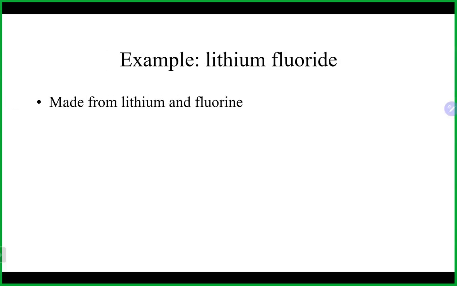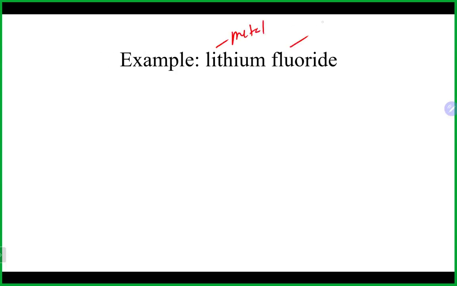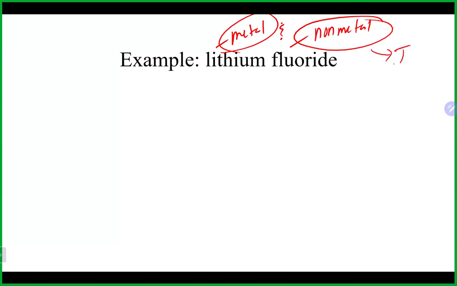So let's talk about lithium fluoride and what is happening when we put these two things together. First off, we might want to identify what these things are. Lithium is a metal. Fluoride, which is the ion version of fluorine, is a nonmetal. By identifying these two things, I automatically know, without thinking about it, what type of bond I should have here. Metal and nonmetal should make an ionic bond.